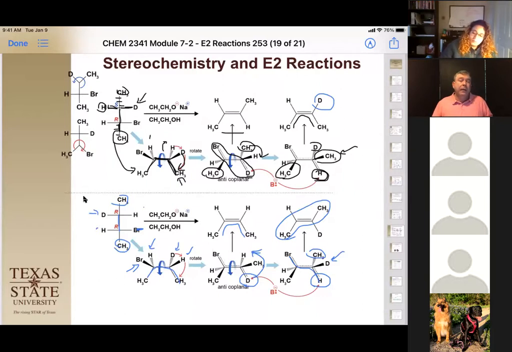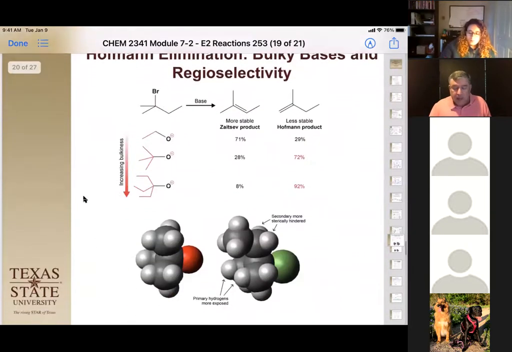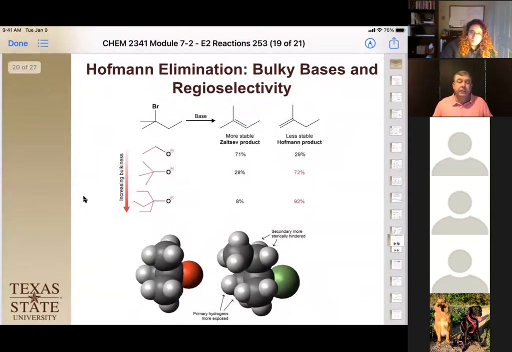But what if we wanted actually to make the least substituted one? Well, we have to change our chemistry a little bit. And the way we change our chemistry is by changing the size of the base, okay? So the Zaitsev's products are those that use small bases that are strong, okay? To get the other regioselective product, the less thermodynamically stable product, we call that the Hofmann product, okay? So in this case, we're gonna go from a small strong base to a really big strong base. So when it's really big, it can't get into that secondary hydrogen and will preferentially remove a primary hydrogen.